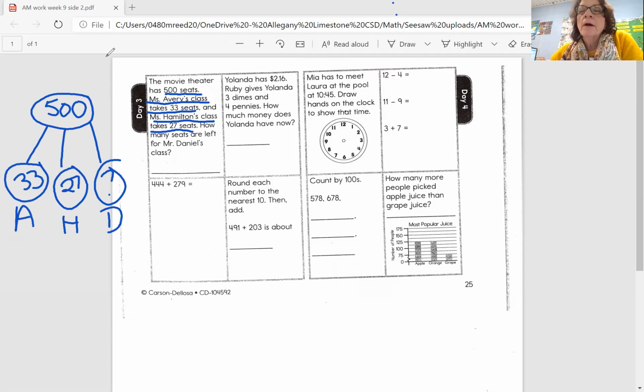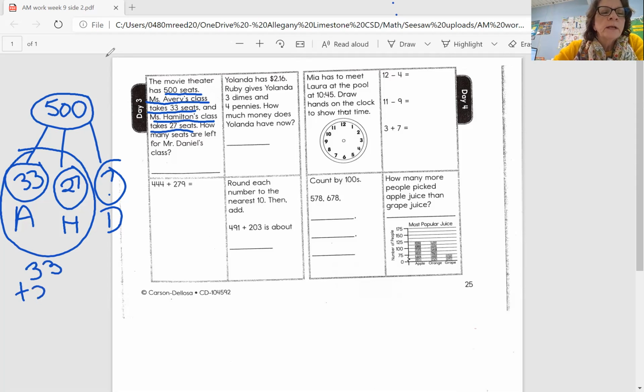So if you remember how we do this, it's hard to work with a 3-part number bond, but it's easy if we turn it into a 2-part number bond, and we can do that simply by putting these 2 parts together. And when we put things together, what do we do? We add. So 33 plus 27, add our ones, we get 10, we regroup, we got 3, 4, 5, 6, is 60. I'm going to put my 60 right in there.